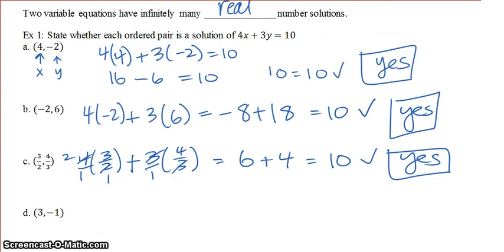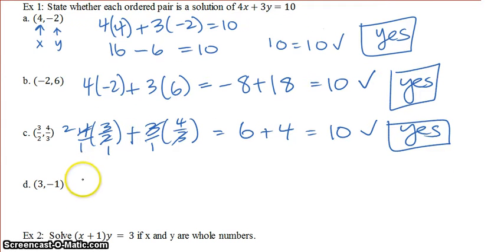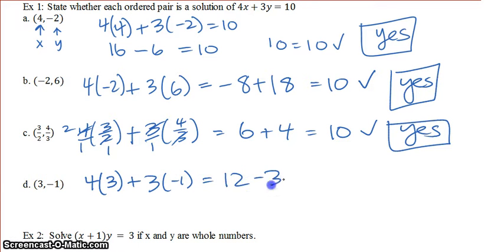And we gotta check our last one if it's a solution. And that will be 4 times 3 plus 3 times a negative 1, which gives us 12 minus 3, which is 9. So that is not a solution. No, it is not.